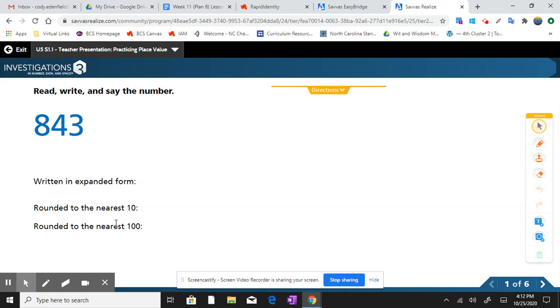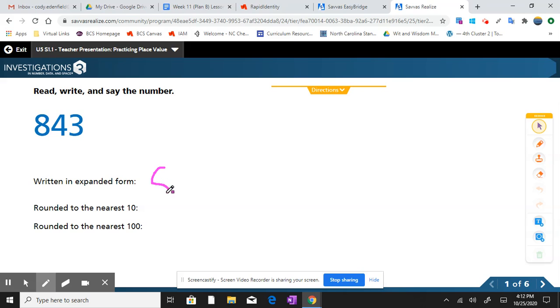Then it says to write it in expanded form, rounded to the nearest 10, and rounded to the nearest 100. So if you do not remember what expanded form was from 3rd grade, it is where you write the number out as an addition equation with each place having a space. So today, since it's the first one, I'm going to write this out with you.